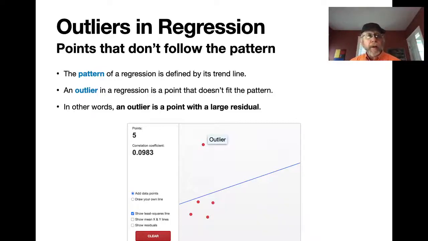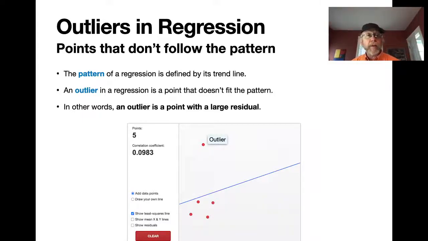Another way to think about an outlier, and it's actually the same way, is just that it's a point with a large residual. So you can see that our outlier in this example would have a very large residual compared to the other data points.